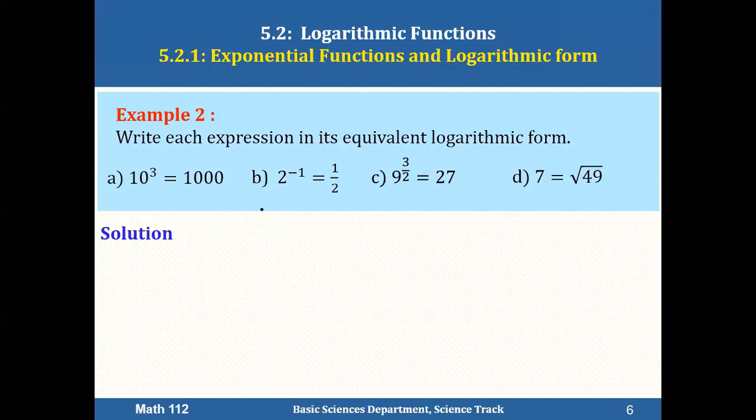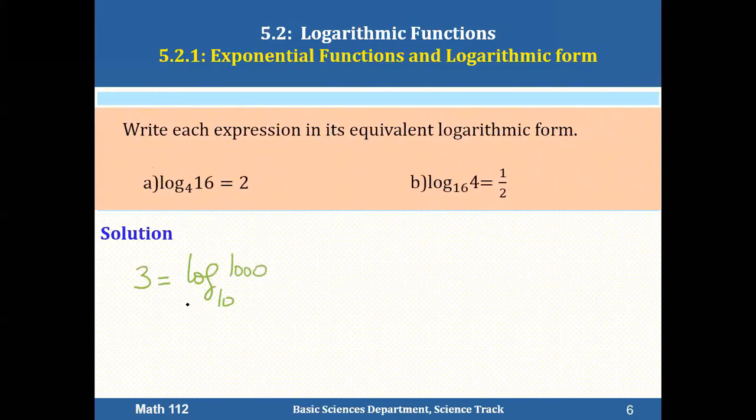How to transform from exponential form to logarithmic form. You must always look for the base. Here it is 10. Where is the base? This is the base, 10. What happens to it? It comes here and you add log with the base and bring the 3 down. So it becomes 3 equals log base 10 of 1000. Okay. Here, what is the base? 2. This is the base. So it becomes log base 2 of 1/2 equals -1. The -1 comes down.